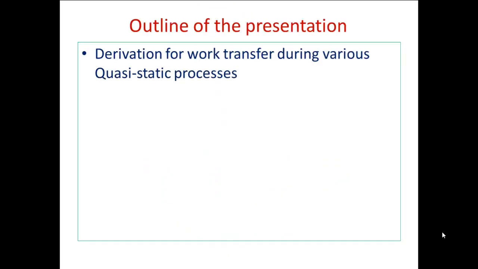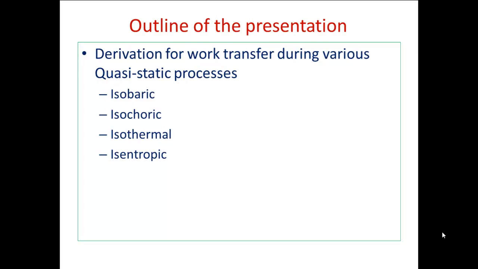Let us start with the derivation for various quasi-static processes with reference to the work transfer. Some of the processes are the isobaric process, which is nothing but the constant pressure process, followed by the isochoric process, where volume is held constant, and in the case of the isothermal process, temperature is going to be maintained constant. And the isentropic process is nothing but a reversible adiabatic process.